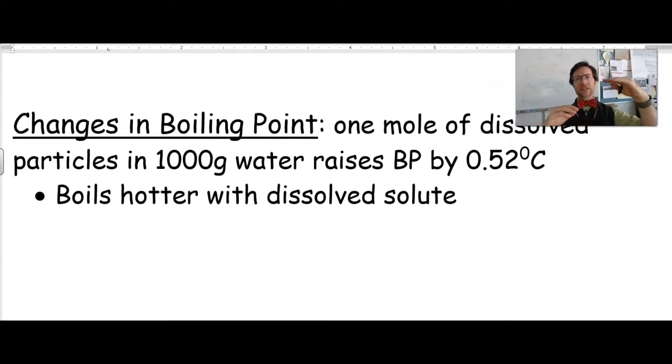I like to think of it this way: boiling point is hot, it just gets hotter. Okay, so 1 mole of dissolved particles, right? You guys know what a mole is. If you can dissolve 1 mole into 100 grams of water, this is equal to 1 liter. You can raise the temperature of boiling by 1/2 of a degree centigrade.